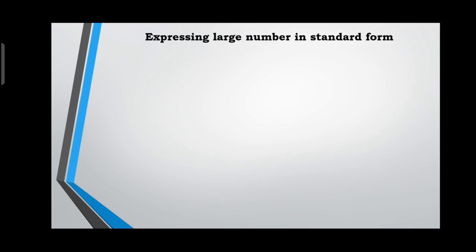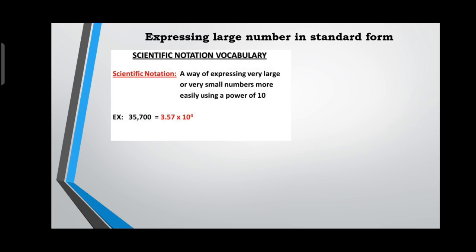Now let me show you a different topic, which is expressing large numbers in standard form. If it is a large number, how can we convert it into a small number? How can we convert it into the standard form? That is what we are going to see here. It is a way of expressing very large or very small numbers more easily using the power of 10. So we can use the power of 10 and easily write the largest number also. It can be written in the simplest form. Okay, so see the example.